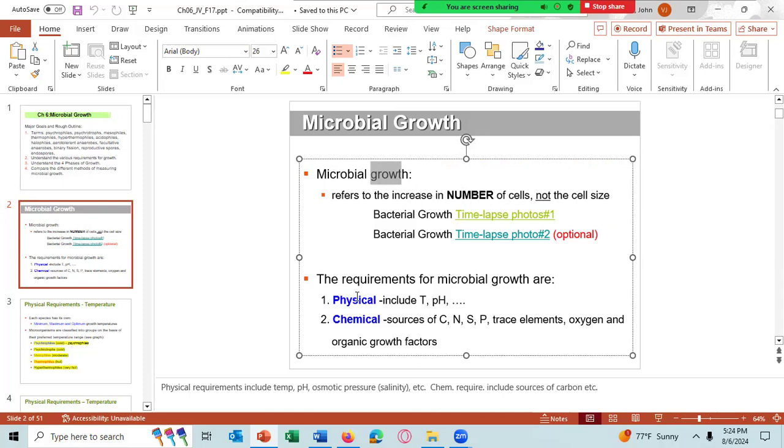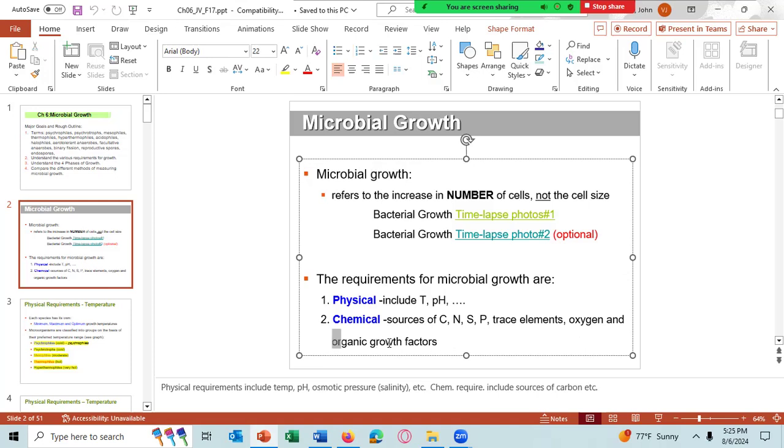All right, there are different requirements for microbial growth. There are physical requirements and chemical requirements. Some physical requirements: all organisms need to be at the correct temperature, pH, osmotic pressure, or salinity, and so on. Meaning to engage in growth, you must be in the correct environment. You also need various chemical sources in order to have microbial growth. All cells require a source of carbon, nitrogen, sulfur, phosphorus, trace elements, a source of oxygen if they require oxygen, or the absence of oxygen if they require the absence of oxygen. And if cells require organic growth factors, that must be present in order for the cells to grow. Any question about any of that?